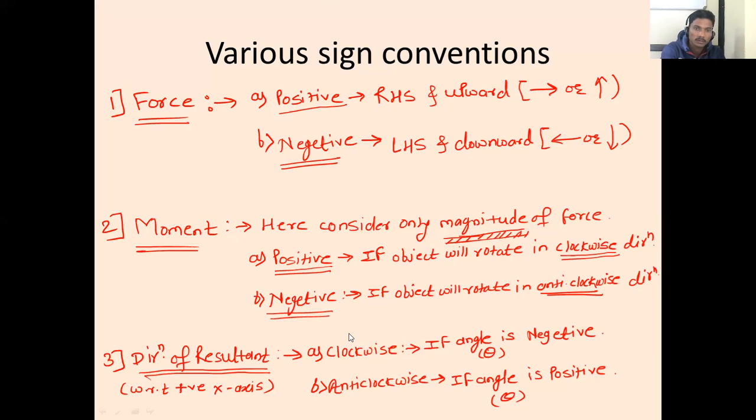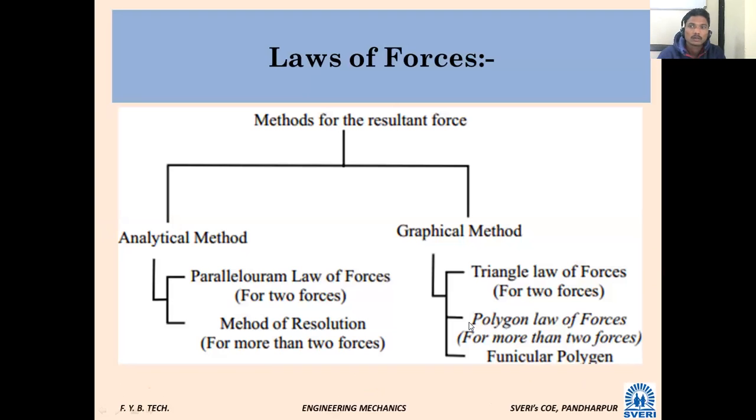After that we started laws of forces. Here we discussed the analytical method and the graphical method. Any problem can be solved either analytically, meaning doing calculation and applying formulas, or graphically, where we take a certain scale and take forces graphically and solve by that method. It is called the graphical method. So the methods for finding the resultant force are divided as follows: one is analytical, another is graphical.